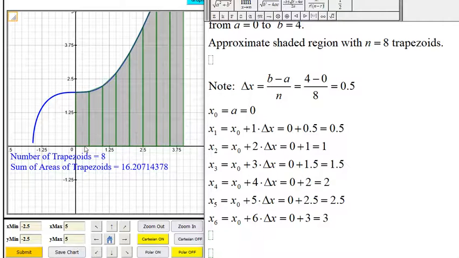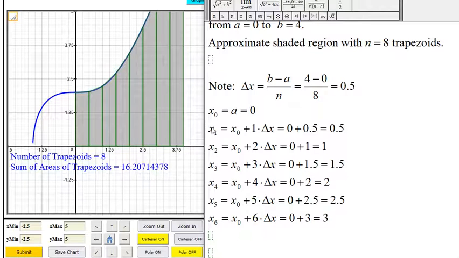x of 3 would be x of 0 plus 3 delta x. And so it would be 0 plus 3 times 0.5, which is 1.5. So we get 1.5. And then x of 4 would be x of 0 plus 4 delta x. And so it would be 0 plus 4 times a half, which is 2, and so we get 2. And then so on. And so that's how we would figure out the x of i's.